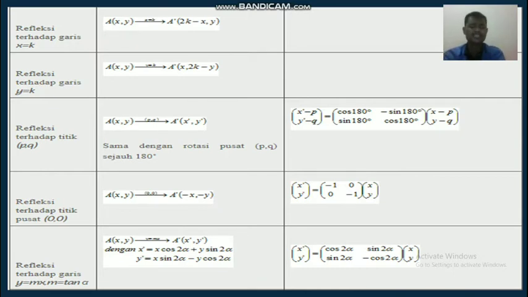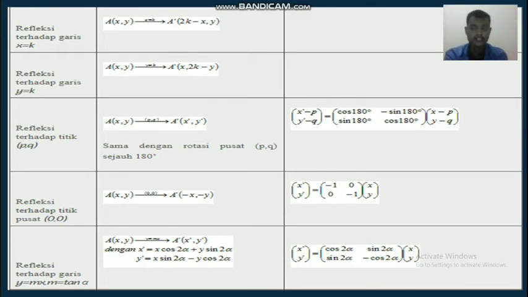And the sixth formula, reflection on the line y = k. The formula is A(x, y) reflected on y = k becomes A'(x, 2k - y).